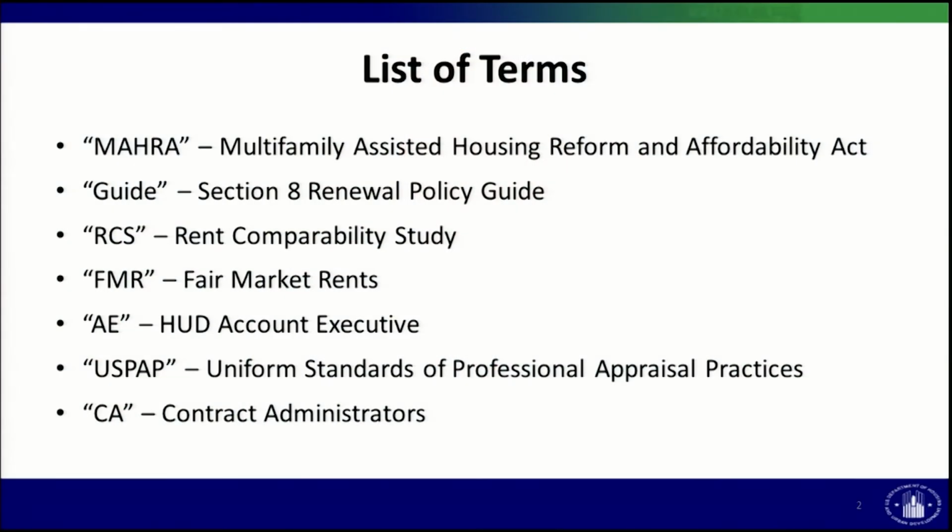Once again, here are a few terms you'll see throughout this training. MARA stands for the Multifamily Assisted Housing Reform and Affordability Act. Guide refers to the Section 8 Renewal Policy Guide. RCS is the Rent Comparability Study. FMR, or Fair Market Rents. AE refers to the HUD staff person who is the account executive. USPAP is the Uniform Standards of Professional Appraisal Practices. And CA stands for Contract Administrators.